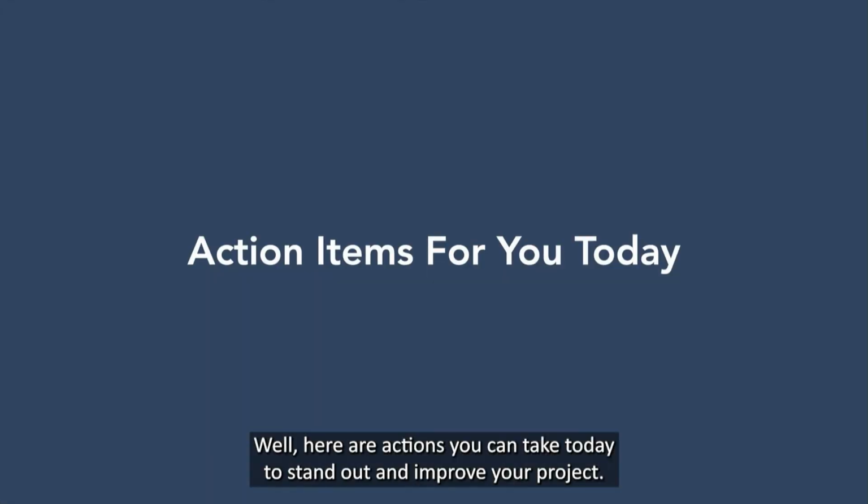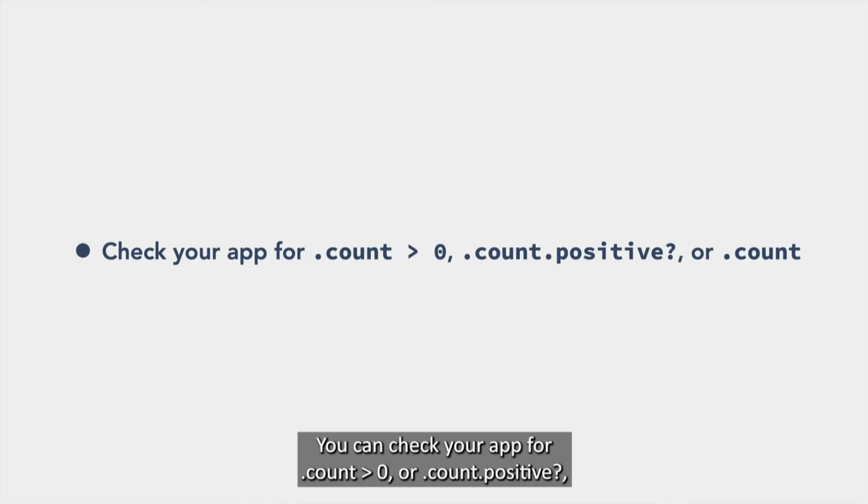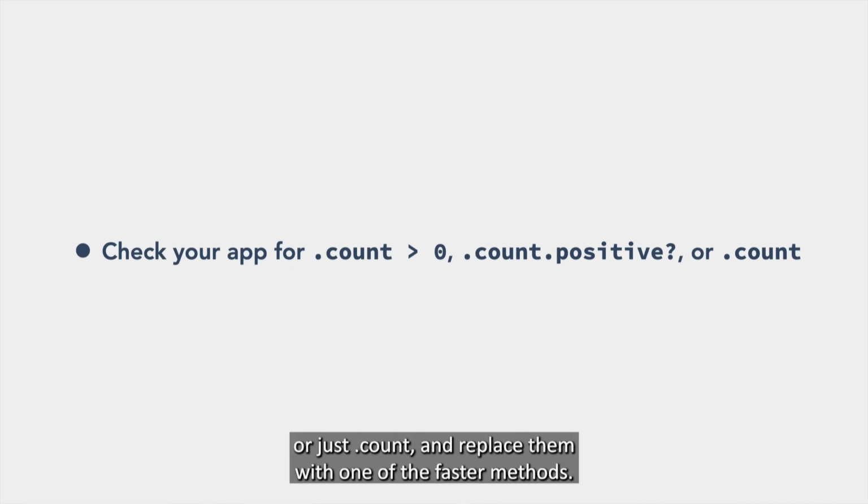So what have we learned today? Well, here are actions you can take today to stand out and improve your project. You can check your app for .count > 0, or .count.positive?, or just .count, and replace them with one of the faster methods.